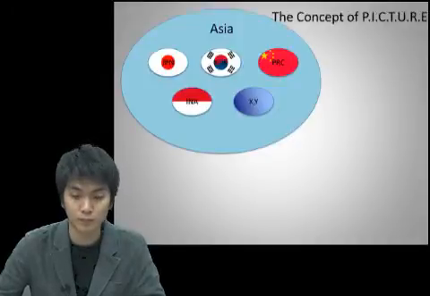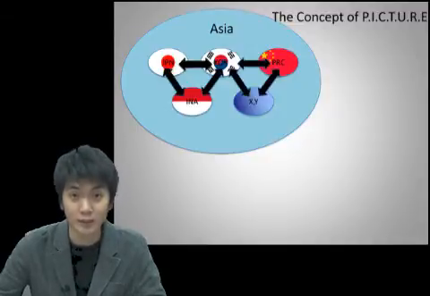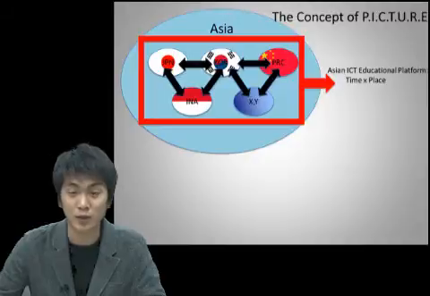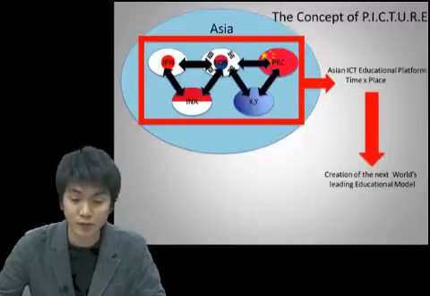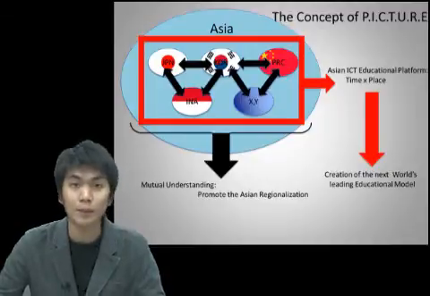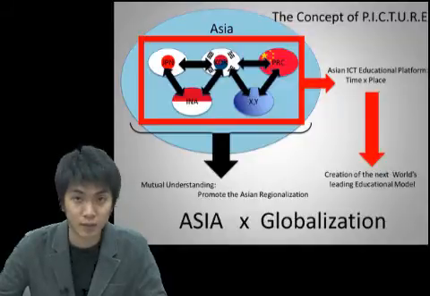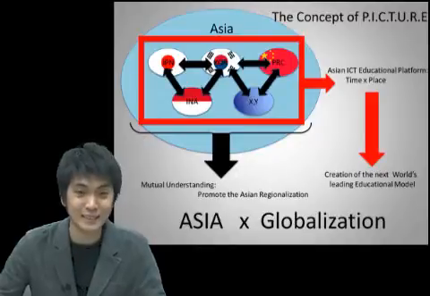So, for the conclusion, let me talk about the concept of picture. By implanting the picture program in Japan and Korea and then expanding to other countries, this will make the Asian ICT educational platform that will resolve the problem of time and place. That is, the creation of the next world leading educational model. And in parallel to that, picture will help mutual understanding and promote Asian regionalization. This is how picture will contribute to Asia in terms of mutual understanding and globalization in terms of ICT education.